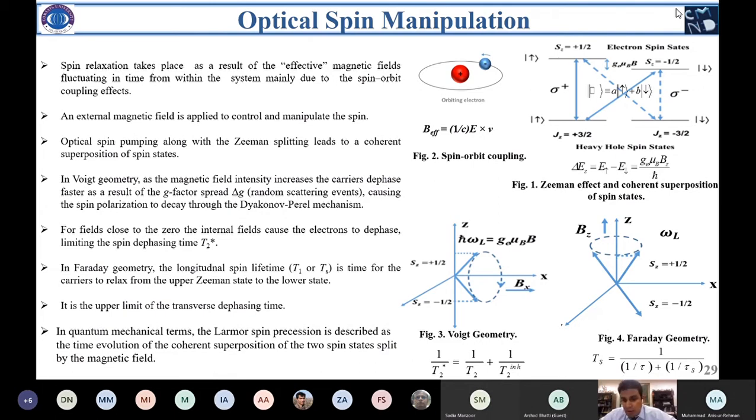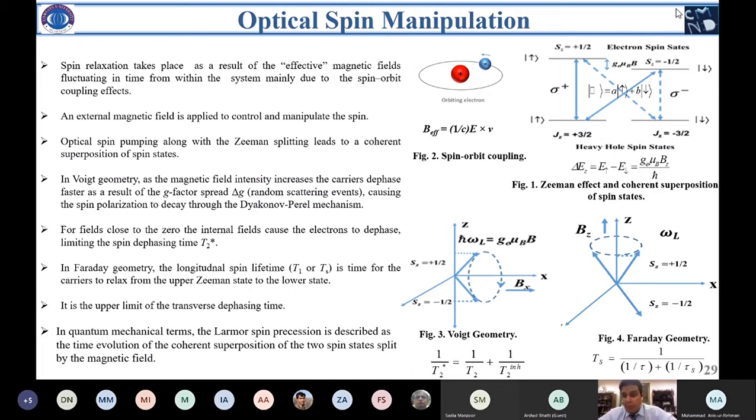The time it takes for the electrons to decohere or dephase in the Voigt geometry is called the spin dephasing time. It occurs because of the random scattering events that can take place, and also because of the g-factor spread in the ensemble of the electrons that are present within the material. Whereas the time it takes for the spin to decay in Faraday geometry is called the longitudinal time, and it's represented as T1. The spin dephasing time is represented as T2*.